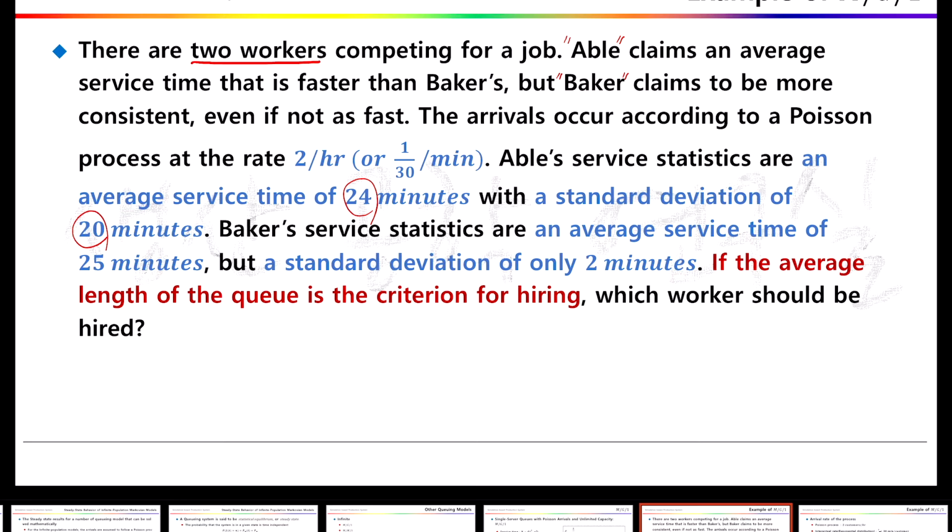While Baker's service statistics are an average service time of 25 minutes, which is longer than Abel's, but a standard deviation of only 2 minutes. It's very, very much smaller than Abel's standard deviation. If the average length of the queue, LQ, is the criterion for hiring, which worker should be hired?